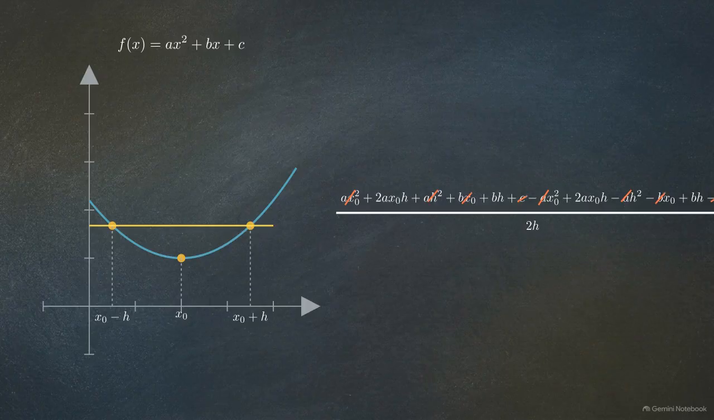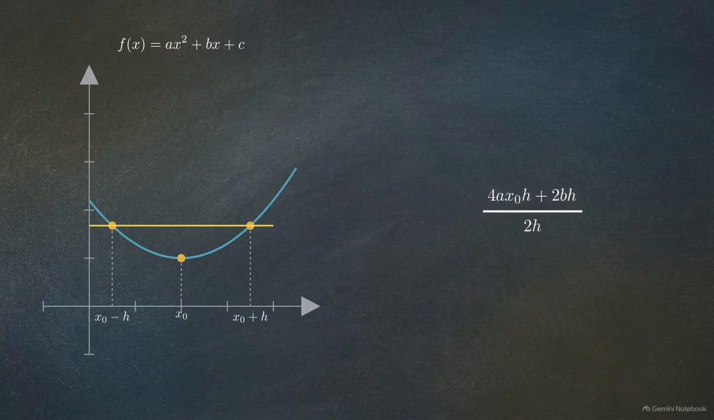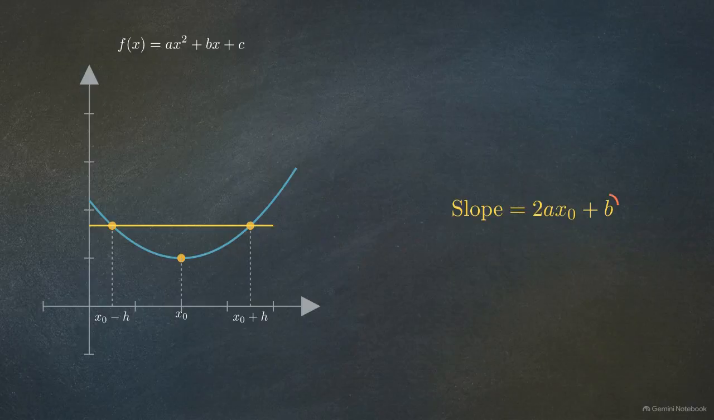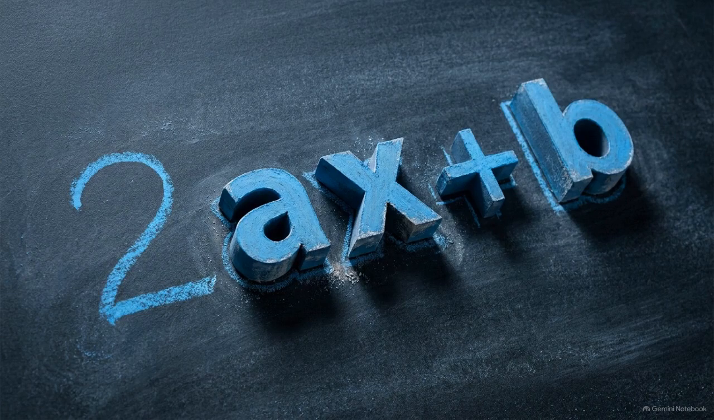The squared x terms, the squared h terms, and the c constants subtract to 0. The algebraic expression collapses to a simple remaining numerator, 4ah x naught plus 2bh. Finally, we divide out the common denominator of 2h, which removes the variable h from the expression entirely. The resulting expression, 2ax plus b, is the generalized rate of change for any quadratic function at any point.